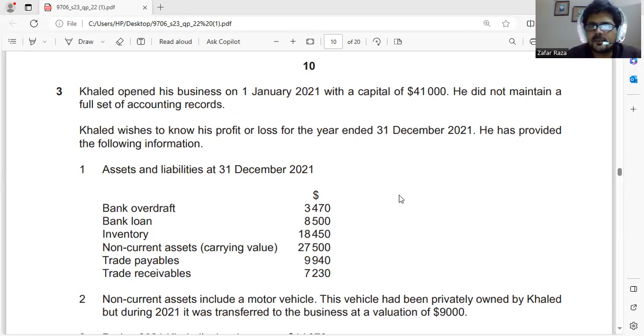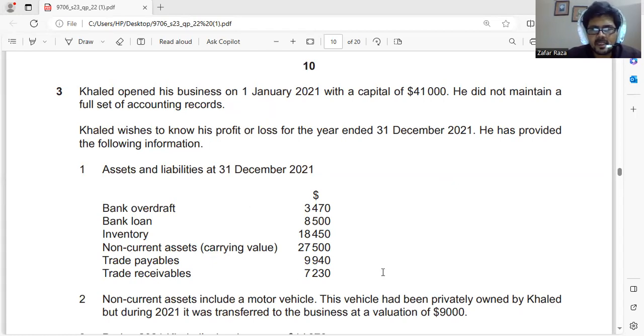In pure single entry, you have to calculate the profit by using capital at end and capital at start. And how to identify that this is a question of pure single entry? They will not give you a cash book or bank account as part of the question. You will be given only assets, liabilities, and capital at the start and at the end. And you have to calculate.